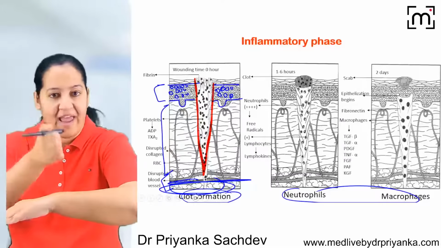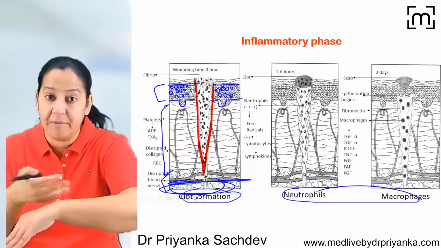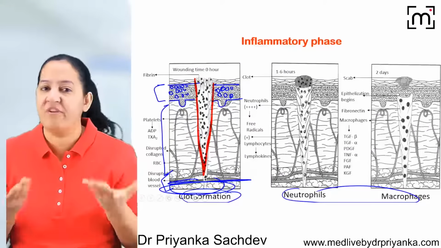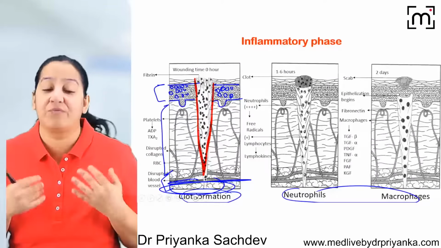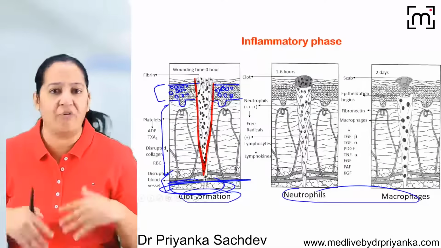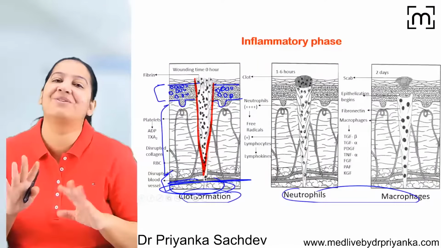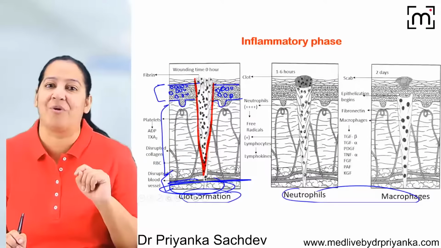As soon as I have the cut, what will happen? You say, ma'am, you will bleed. Anywhere we have injury, we bleed. So the first thing is clot formation. We will bleed for the next few seconds or few minutes. After a few minutes, bleeding stops automatically. Have you ever thought why the bleeding stops automatically? Because of clot formation, hemostasis.